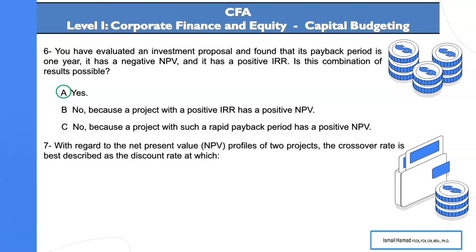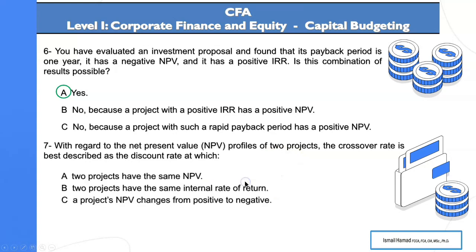With regard to the net present value profile of two projects, I have two projects and I have the net present value profile for them. The crossover rate is best described as, that means if we plot the two projects in a graph, never forget that we are not talking about one project, two projects. When they cross together, that means two projects have the same net present value, two projects have the same internal rate of return, and a project's net present value changes from positive to negative. That is not the answer. Definitely number A is the answer.